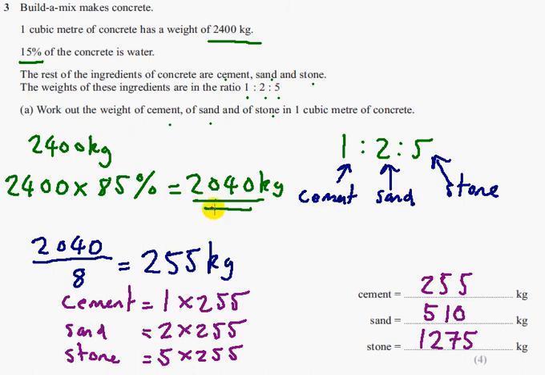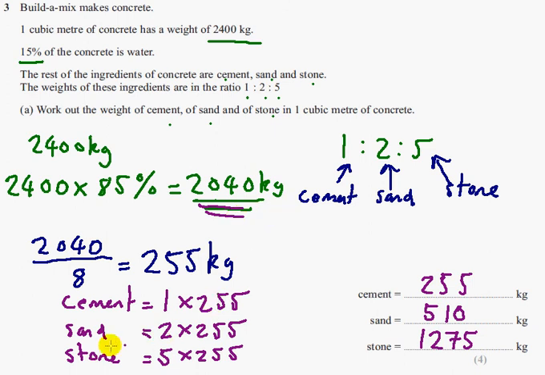Now a simple check you can do is if you add up all of these weights, it should get you back to 2,040. So it's always a good check. So 10, 255, and yes, it does. It gets you back to 2,040.